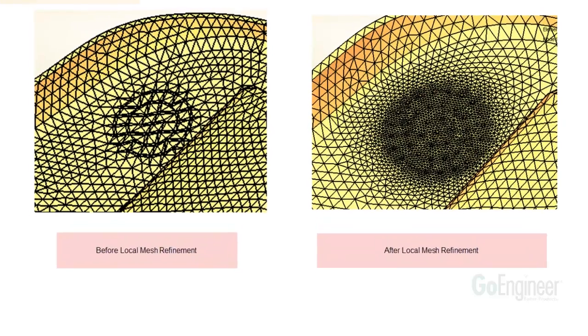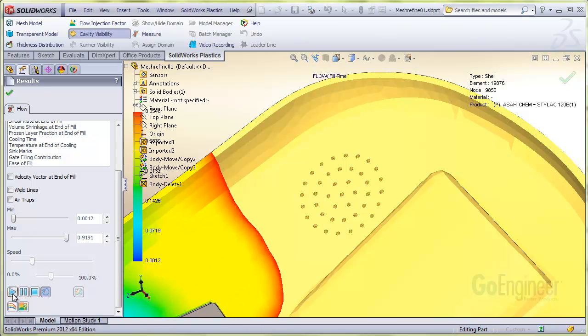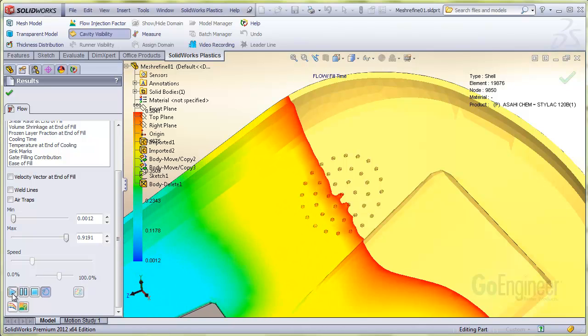Here's an image of the mesh on this cavity before and after mesh refinement was applied. You can see the smaller, more refined elements in and around the speaker holes. These smaller elements will help to capture geometric shapes and details better than larger elements, as well as provide better accuracy for predicting the flow in and around these holes.